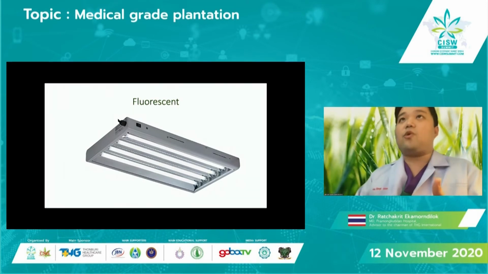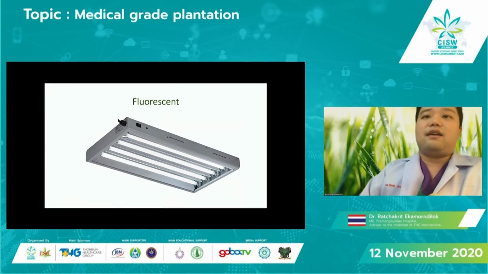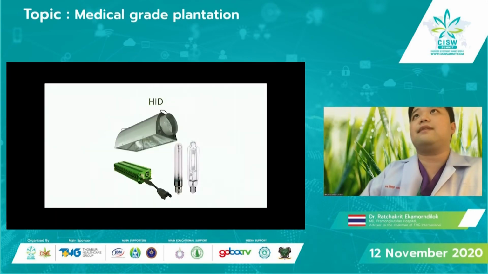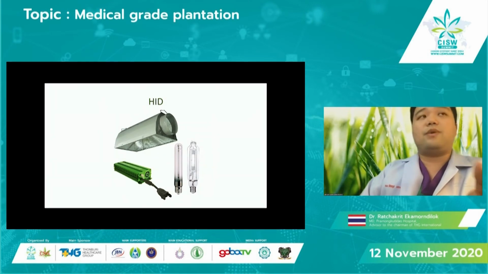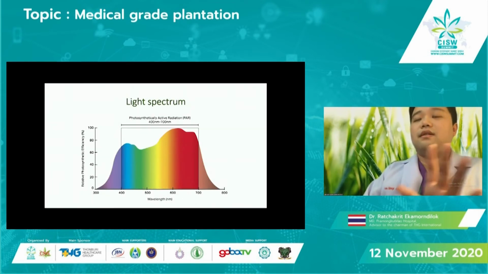What artificial sources can you use? Fluorescent is very basic, low cost, low heat, but it's not effective. You can use it in the vegetative stage or for seedlings. Second is HID, very, very powerful, but it's very hot and can cause very high temperatures.